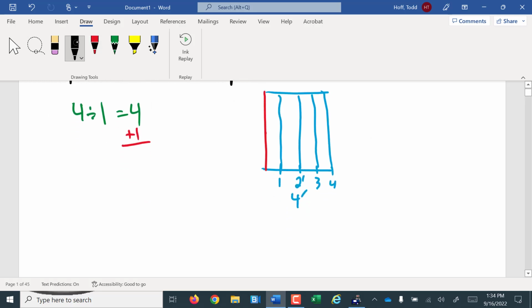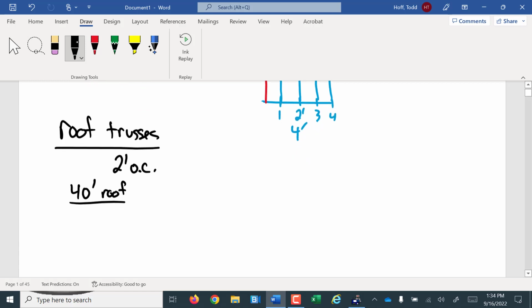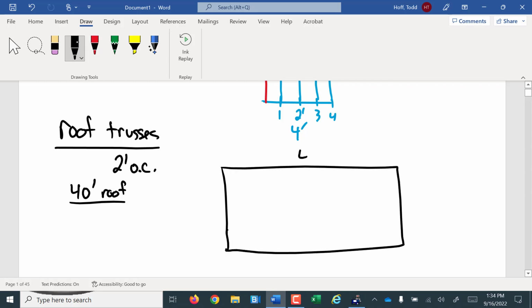Just like if we had roof trusses. Let's say 2-foot spacing. OC stands for on center. So if they're 2 foot on center and we have a 40-foot roof, that's not the span, that's the run. So we're looking at 40 feet here. Trusses are going that way.